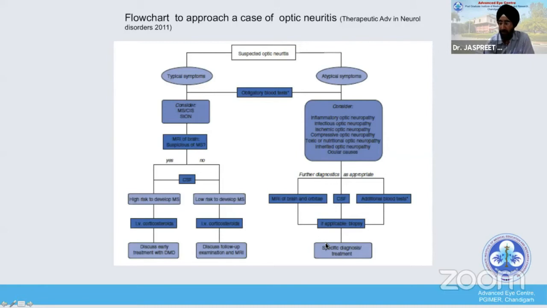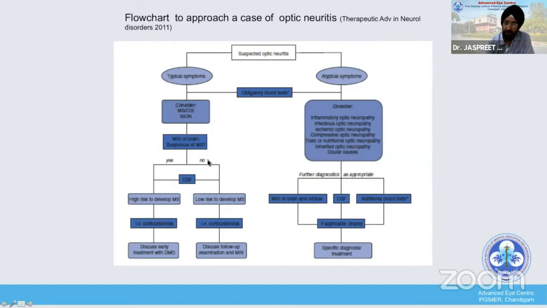The acute management, in many cases, if you think of an immune-mediated disease, would be intravenous pulse methylprednisolone. If you have typical symptoms, you can consider MS, or maybe a clinically isolated syndrome, or a single attack of optic neuritis. MRI brain, of course, you have to get done in almost every case. If we have MRI findings on the brain imaging, then the patient probably has a high risk of developing MS. The acute management is IV corticosteroids.